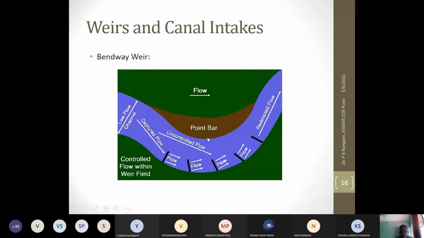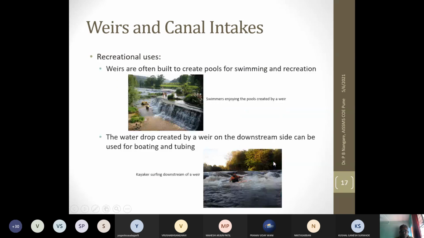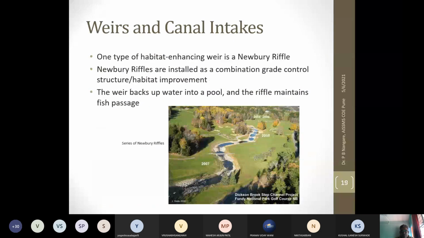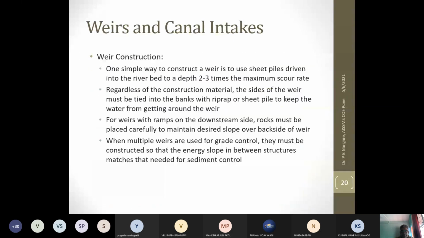So this is the sketch for the bendway weirs, just like the meandering action, a zigzag motion, but it is very difficult to construct. It is utilized for recreational purposes. Then water drops created, you have to observe through the hydraulic jump. These are the considerations. Canal intakes.